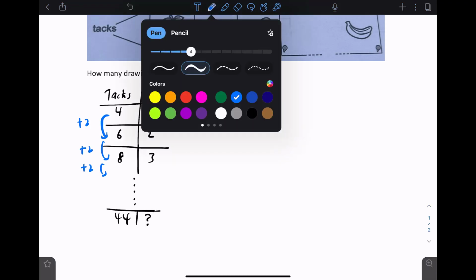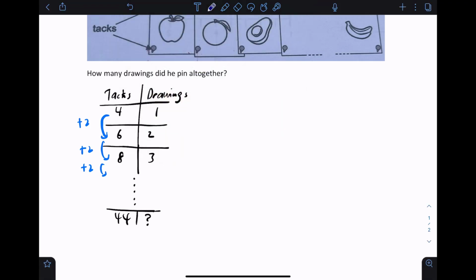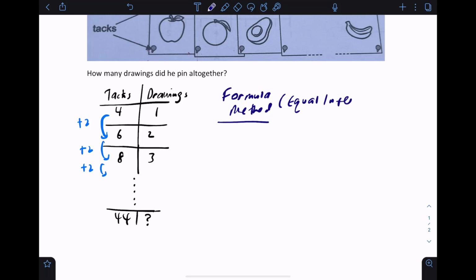Okay, so one of the techniques for this type of question is to remember a formula. This is a formula method, whereby if you see equal intervals, like +2, +2, +2, or +3, +3, and so on and so forth, then you can use this method. The number of drawings is linked to the text. How is it linked to the text? The text used will always be equals to.